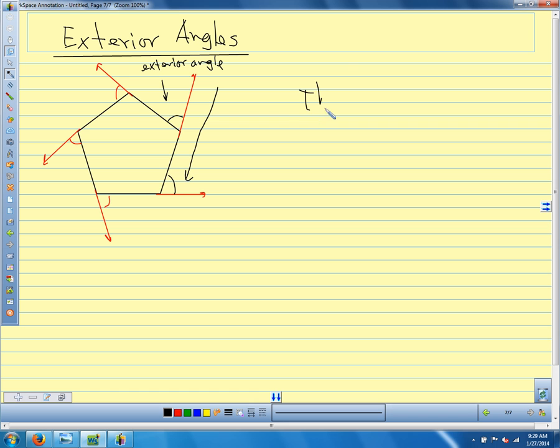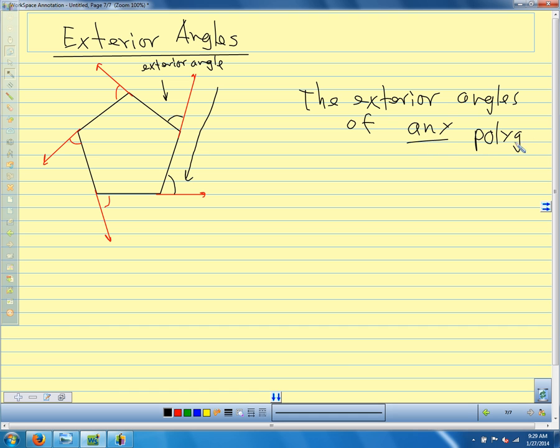The exterior angles of any polygon, it doesn't have to be regular, always add to 360 degrees. So the sum of the exterior angles of any polygon is 360 degrees. So the interior angles depend on the number of sides. The exterior angles, the sum is always 360 degrees.